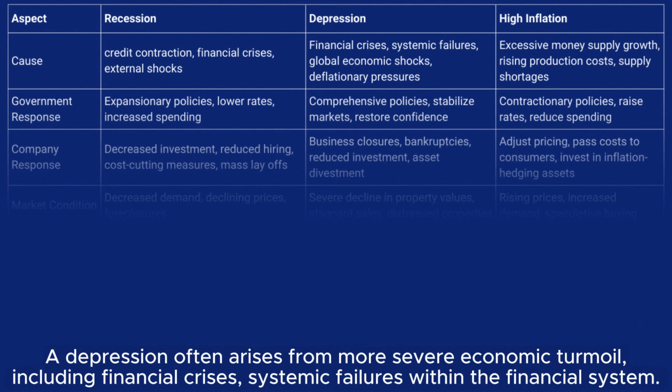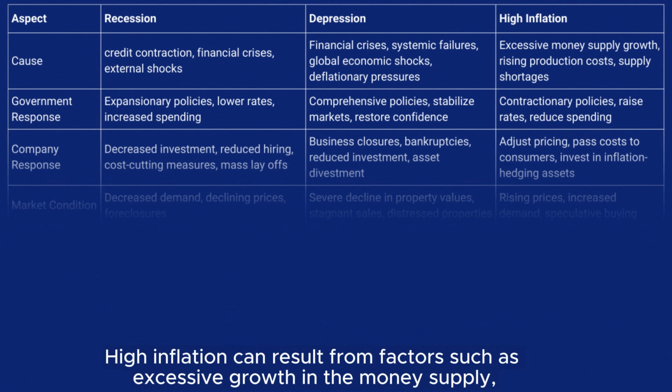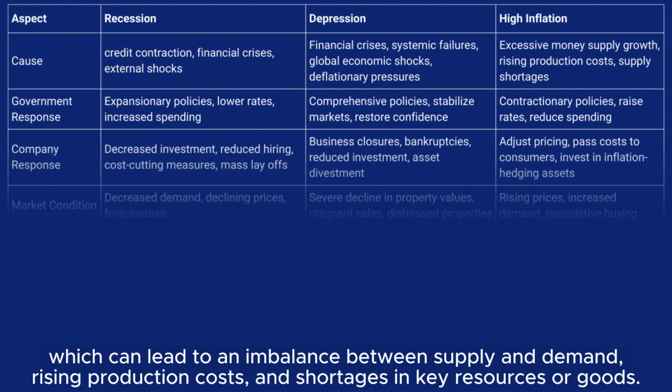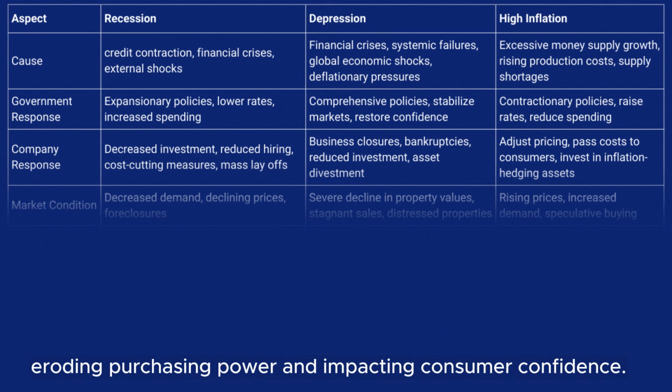A depression often arises from more severe economic turmoil, including financial crisis and systemic failures within the financial system. These deep-rooted issues can create a prolonged period of economic decline characterized by widespread unemployment and economic distress. High inflation can result from factors such as excessive growth in the money supply, which can lead to an imbalance between supply and demand, rising production costs, and shortages in key resources or goods. When these elements combine, they can fuel a rapid increase in prices across the economy, eroding purchasing power and impacting consumer confidence.